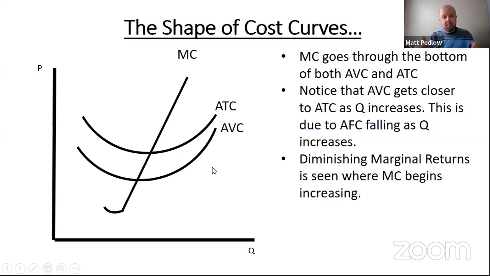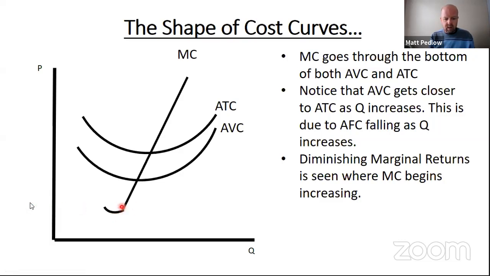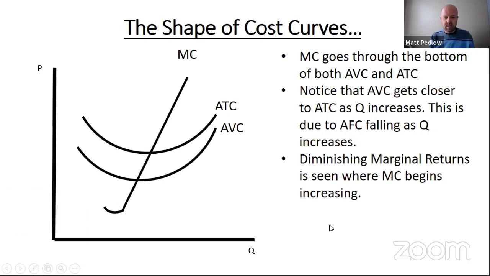Number three, most important thing, diminishing marginal returns is seen right here. That's where you're going to see it. Why is that? Because it's where your marginal cost curve starts increasing. So notice these two are getting closer, and notice that's where diminishing marginal returns is seen. So your costs are falling and then start increasing. Know this, learn it, memorize it, whatever you have to do. Really important that you understand this.